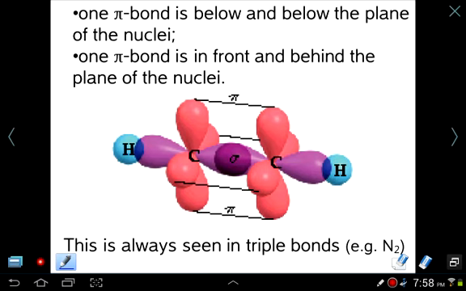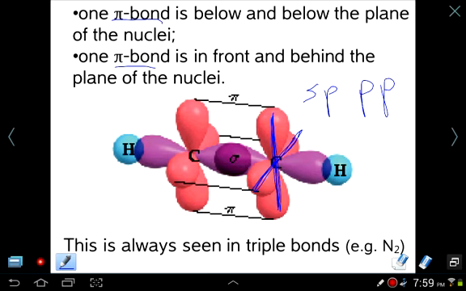A little more detail of the same thing. One pi bond is above and below, and one is in front and behind the molecule. Again, the reason for this is because in this molecule you have an sp hybridization and 2 unhybridized p orbitals. One is up and down, the other is in and out. So think of this as y and then x. And these are your unhybridized p orbitals.